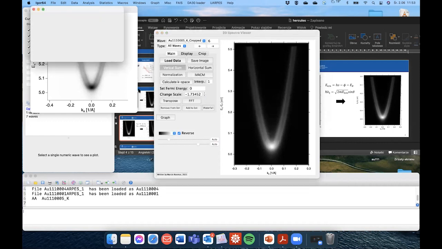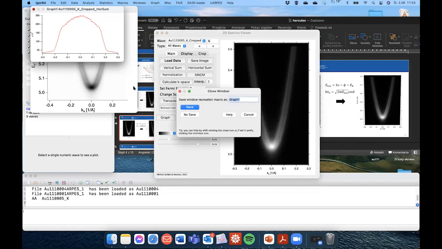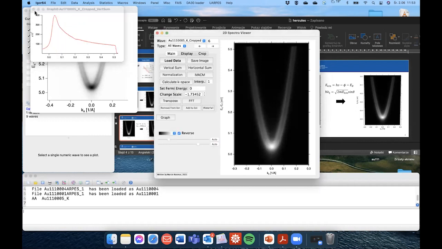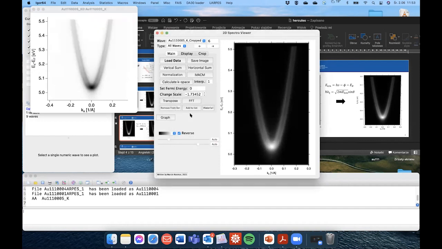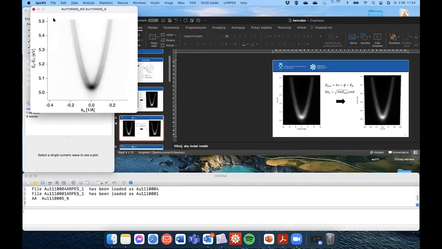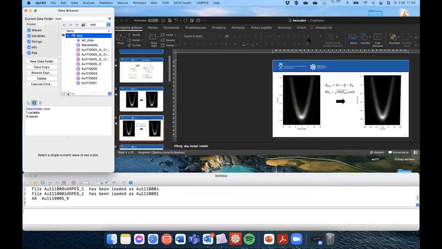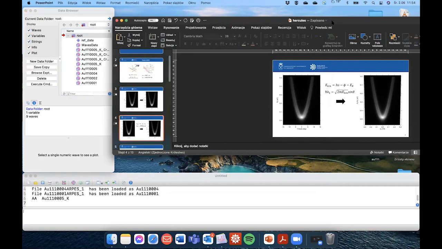We can sum this spectra in a different direction, etc. So that was a very easy task, because we work on the two-dimensional spectra. But to make it more difficult, let's add one additional dimension. So let's go back to this presentation.